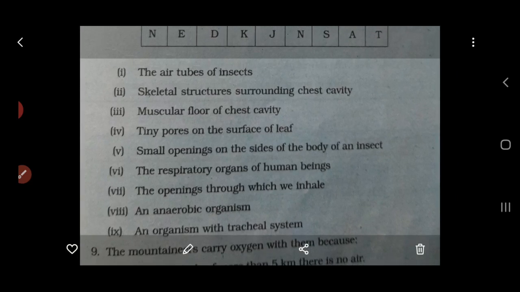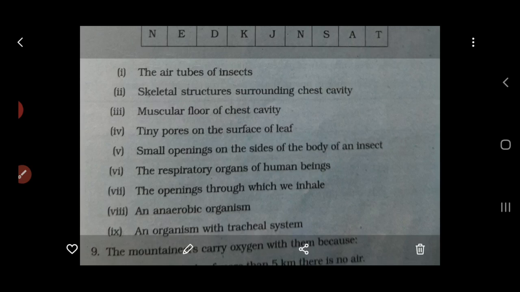And third question, muscular floor of the chest cavity. So the muscle on which the lungs stand. So that muscle name they are asking. Fourth question, the tiny pores on the surface of the leaf. So where the transpiration process or exchange of the gases takes place in the plant. So that is the answer.